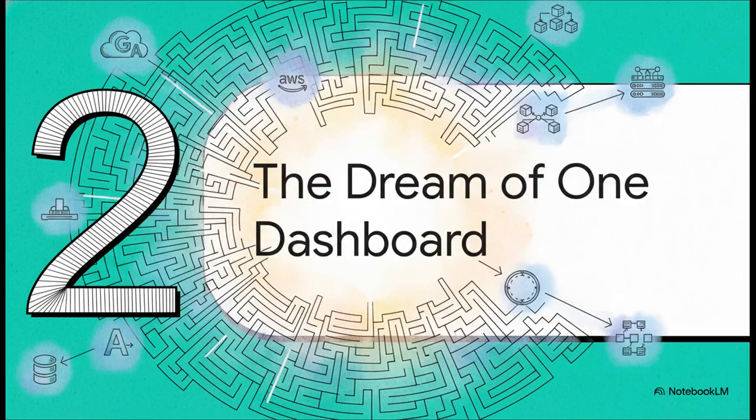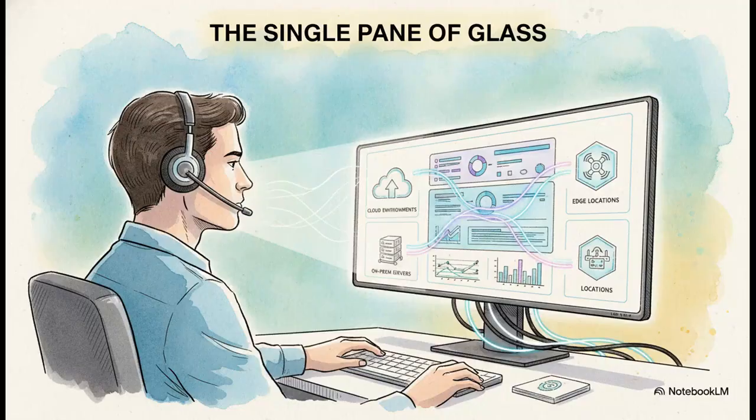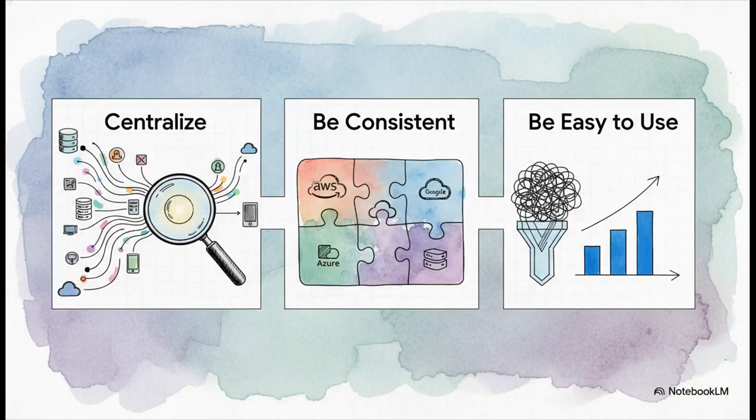So what's the fix? What's the dream for anyone who has to operate this kind of complex system? The goal, really the holy grail for the industry, is to have one central place to see and manage everything. It's what people call a single pane of glass. One screen to rule them all. So this perfect dream dashboard would have to do three things really, really well.